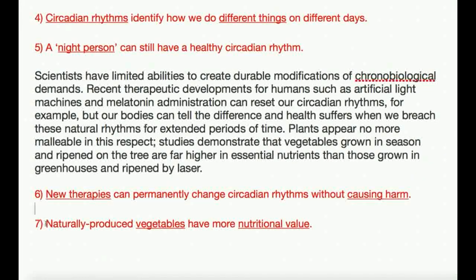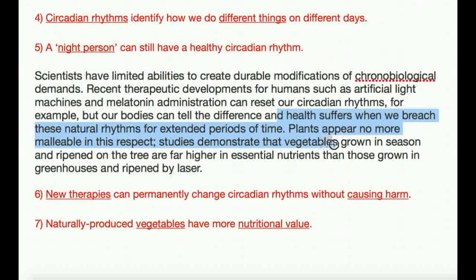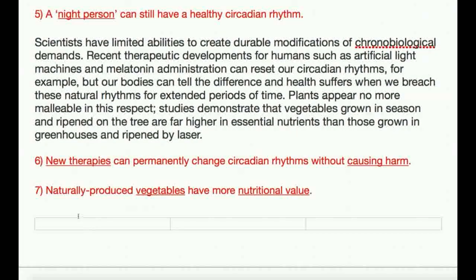And the next one, naturally, is number 7. Naturally produced vegetables have more traditional value. So we're looking for vegetables. So if we keep going down the paragraph, we can see vegetables here, grown in season and ripened on the tree. Higher in essential nutrients, nutritional value. So that looks where that question is.